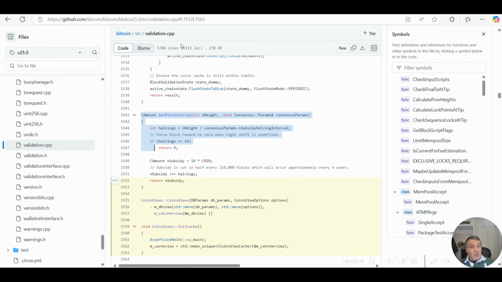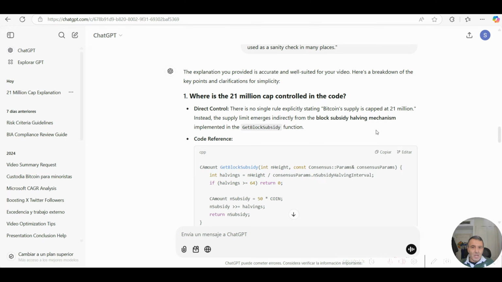The actual C++ function is in validation.cpp. I made an inquiry in ChatGPT just to confirm the existence and whereabouts in the code file itself of the 21 million cap control. It says that for direct control, there is no single rule that explicitly states the Bitcoin supply is capped at 21 million. Instead, and this is the key point, the supply limit emerges indirectly from the block subsidy halving mechanism, which is implemented in the GetBlockSubsidy C++ function.